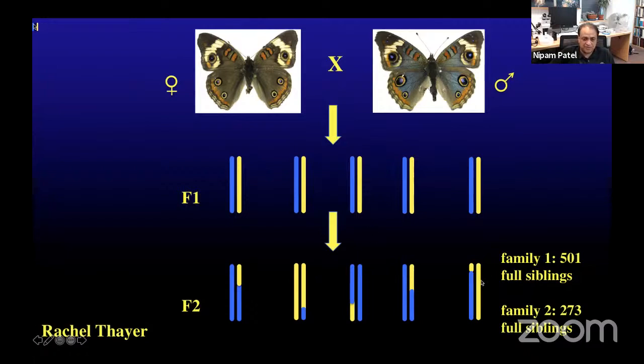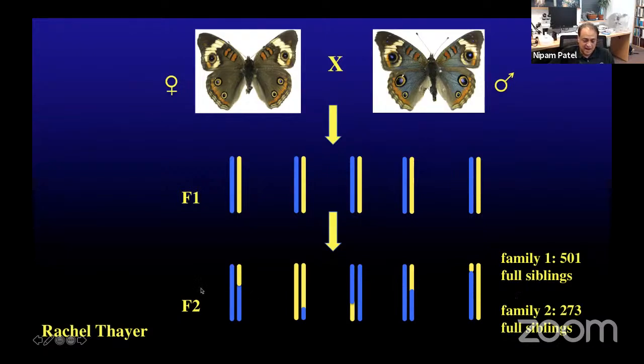So now in the F2s, of course, because of recombination, we have different combinations of chromosomes from the brown and the blue grandparent. So what Rachel has done is she's raised two full families, one of 501 butterflies, one of 273. I didn't even think a Buckeye could lay that many eggs, much less that anyone could raise them all to adulthood like this. But she did that. And so she has phenotyped all of these F2 butterflies.